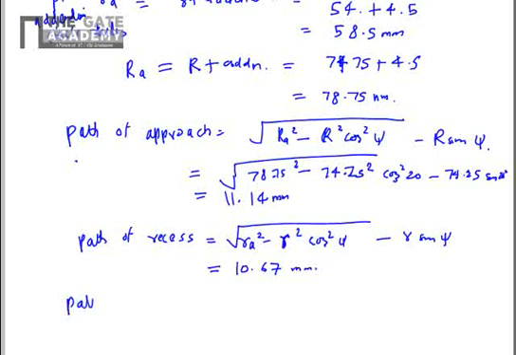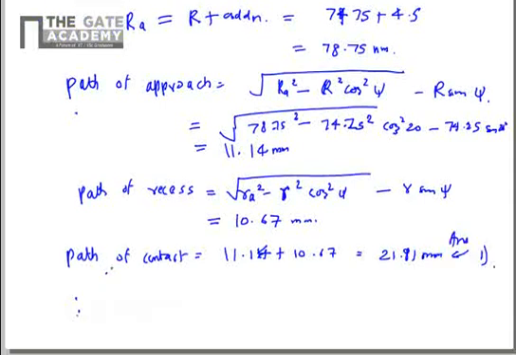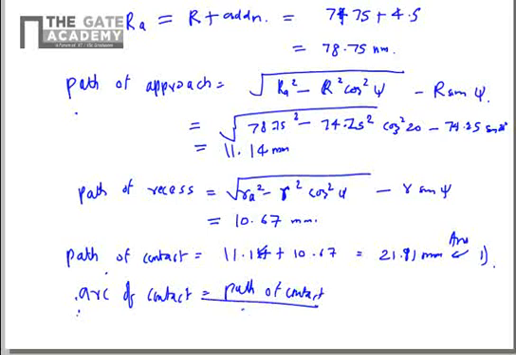So the path of contact will be the summation of these two quantities. So 11.14 plus 10.67 is 21.81 mm, which is the path of contact. We also need to determine the arc of contact. We remember the arc of contact is equal to path of contact divided by cos xi. So 21.81 divided by cos 20 degrees will be equal to 23.18 mm. So this is the complete answer of the first part, the path of contact and the arc of contact.